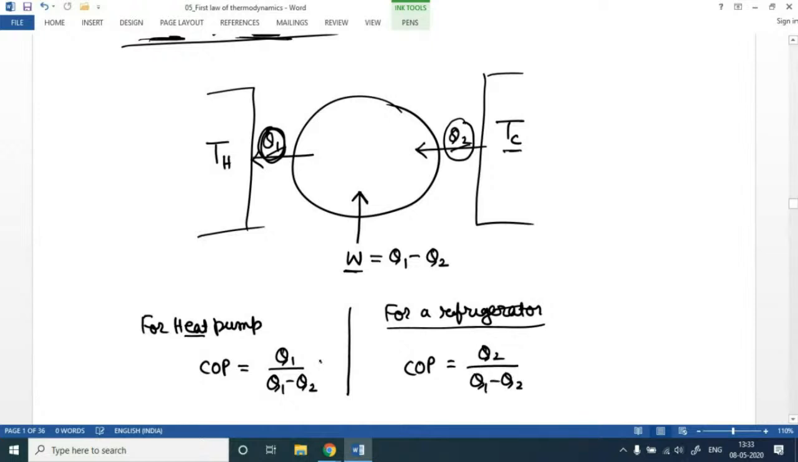So please mind these two differences between a heat pump and a refrigerator, although their working principle is the same. Both extract heat from a cold reservoir and deliver heat to a hot reservoir, and work has to be done on that unit. But their coefficients of performance are defined differently.